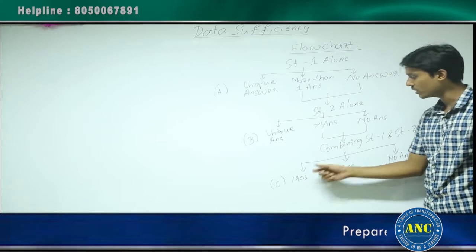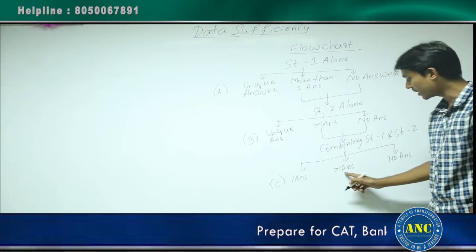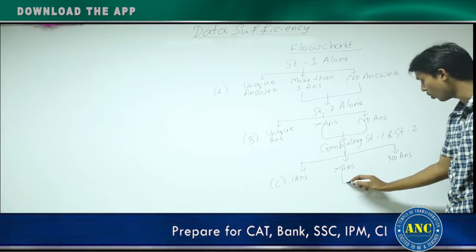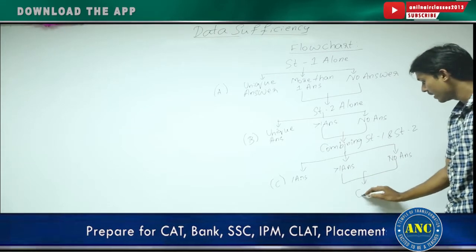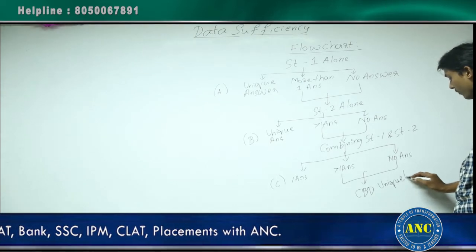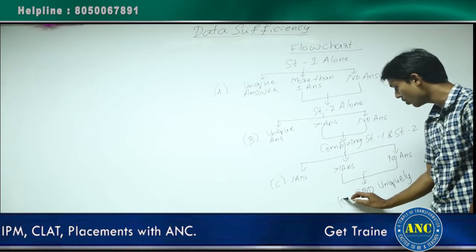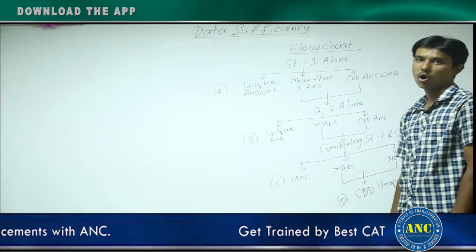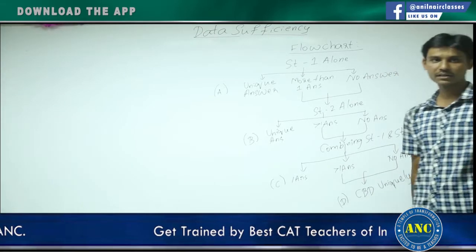If you are not getting a unique answer after combining, if you are getting more than one answer, or no answer, then your answer is cannot be determined uniquely. You cannot determine the value of a particular variable or whatever it is uniquely. That is nothing but your option D. Clear with the flowchart? Clear, right?